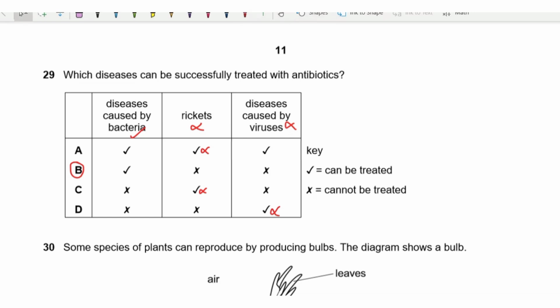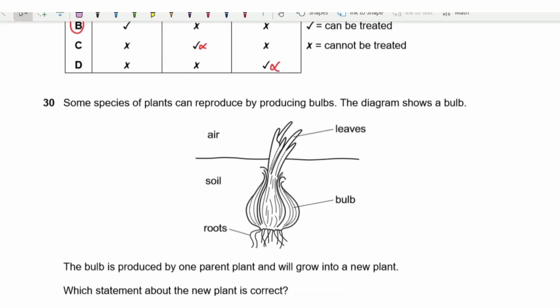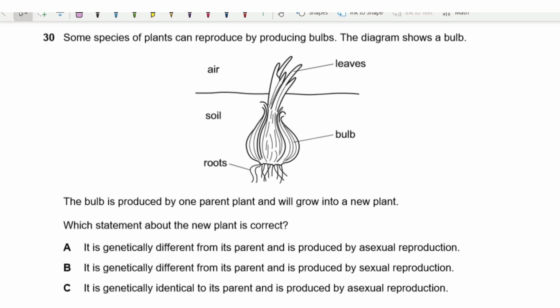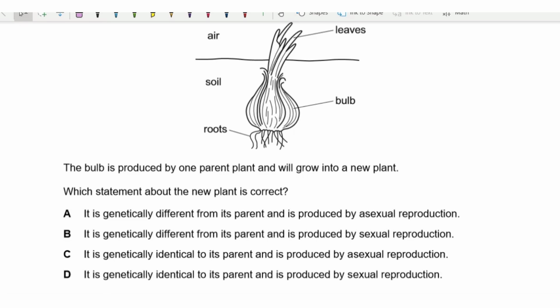Question 30 says, some species of plants can reproduce by producing bulbs. The diagram shows a bulb. Now the question is, the bulb is produced by one parent plant. Take note of that. And will grow into a new plant. Which statement about the new plant is correct? It is genetically identical. It is produced by one plant.